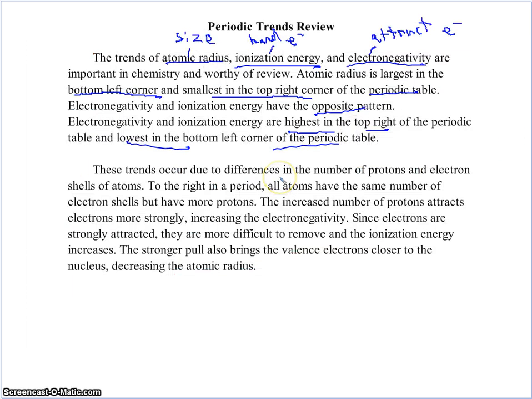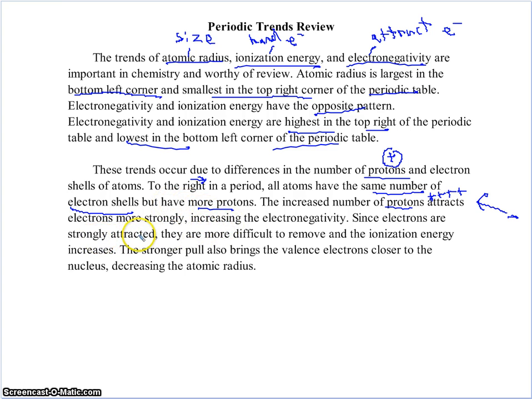Okay, let's keep reading. These trends occur due to differences in the number of protons, which are the positive centers in the nucleus, and electron shells of atoms. To the right in a period, all atoms have the same number of electron shells but have more protons. The increased number of protons attracts electrons more strongly, increasing electronegativity. So more protons in the center, more positives, the negatives get pulled in more. That makes sense? There's more positives.